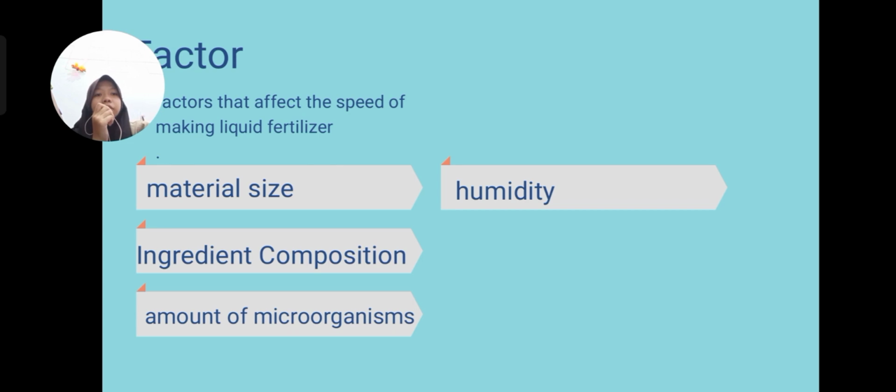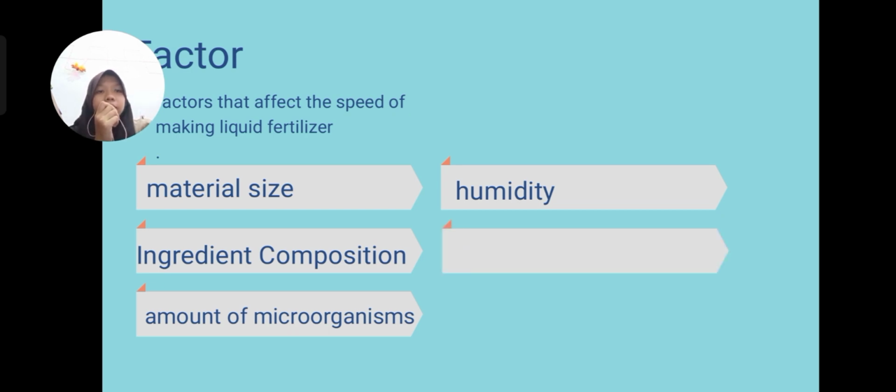Number 4 is humidity. Generally, this microorganism can work with humidity around 40 until 60%. This condition needs to be maintained so that microorganisms can work optimally. Lower or higher humidity will cause microorganisms to not grow or die.